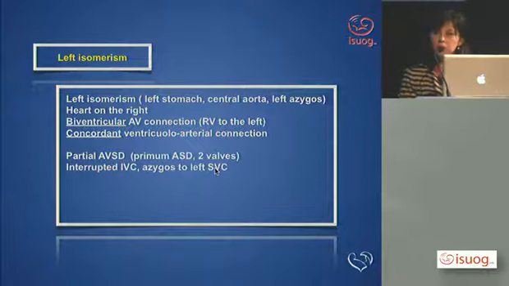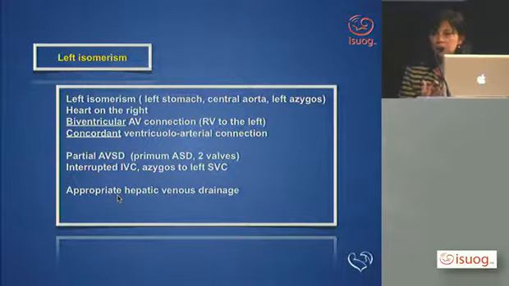We do have an interrupted inferior vena cava. That's where we started our diagnosis, with the azygos that was there on the left, draining to a left-sided superior vena cava. Now remember, it's going to a left-sided superior vena cava, which goes to the left-sided left atrium, which connects to the left-sided right ventricle. So that azygos is going to the right ventricle, which is on the left. So you need to follow all of that.